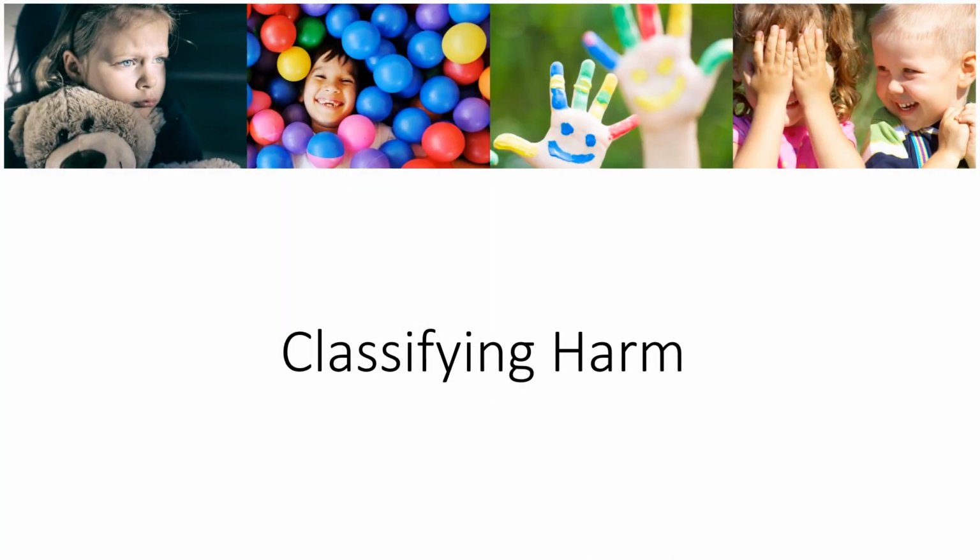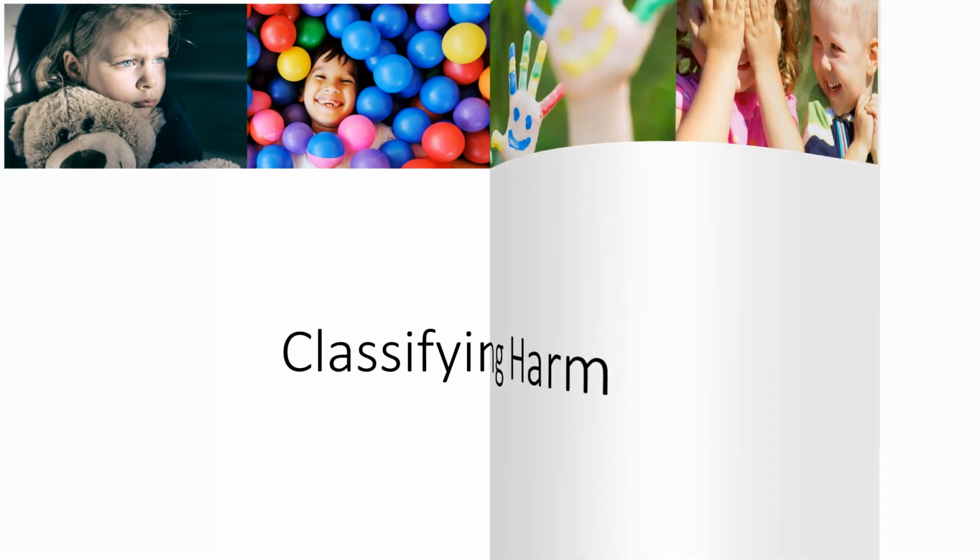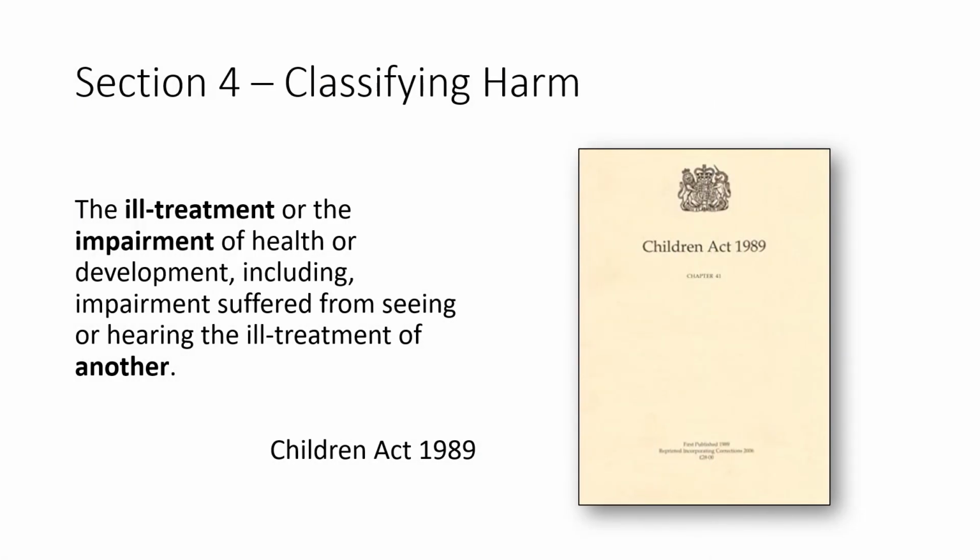Classifying harm. Section 4 classifies the harm that has been identified in Section 3. This is classified in accordance with the categories of harm in Section 31(9) of the Children Act 1989 as amended. It classifies impairment and its categories, including the witnessing of the abuse of others, and ill treatment and its categories. All relevant categories should be identified.